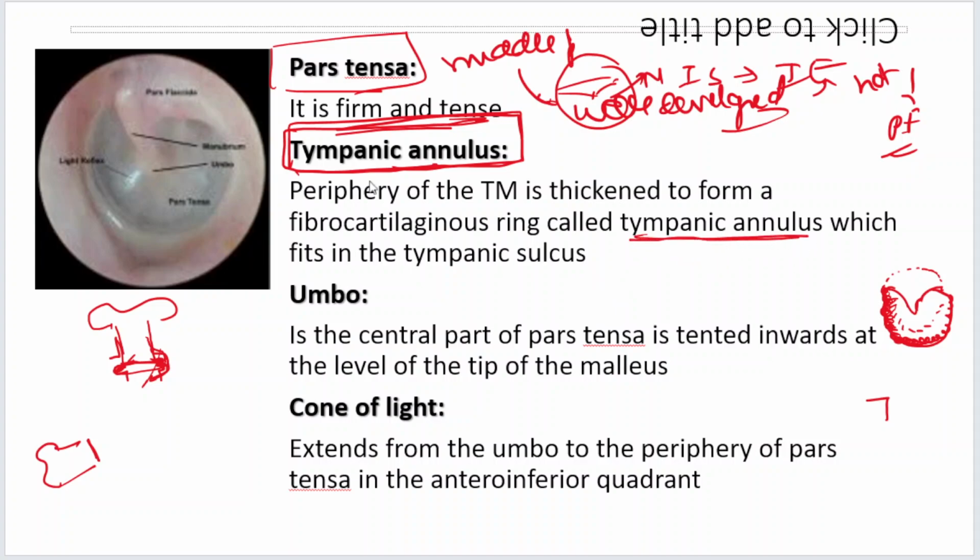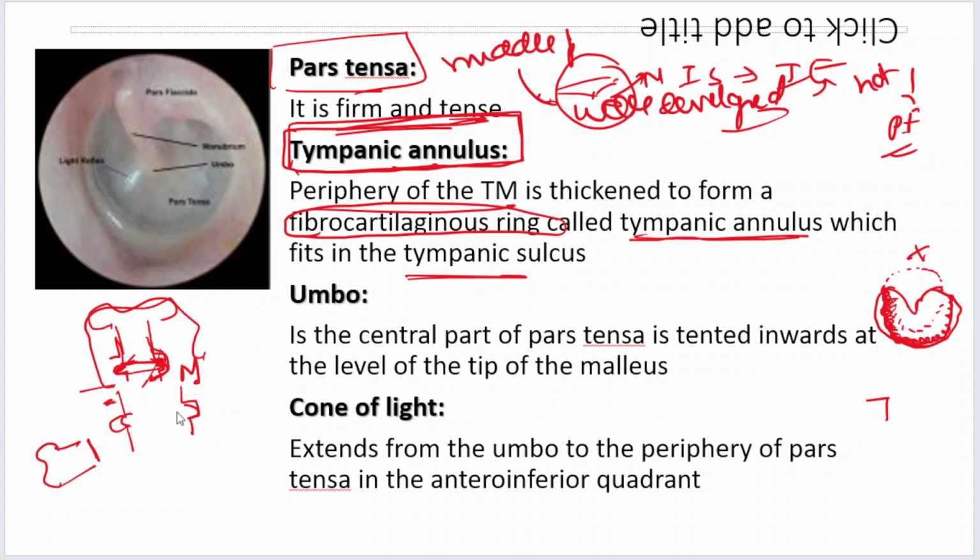Okay, tympanic annulus. So the periphery of the tympanic membrane is thickened from a fibrocartilaginous ring, which is present only in the pars tensa. Do not confuse it. It is not present in the pars flaccida, and it fits in the tympanic sulcus. As I said, it's a groove on the bony part. This is the bone, the external auditory canal bone. The medial part is bony, right? The lateral part is cartilaginous.